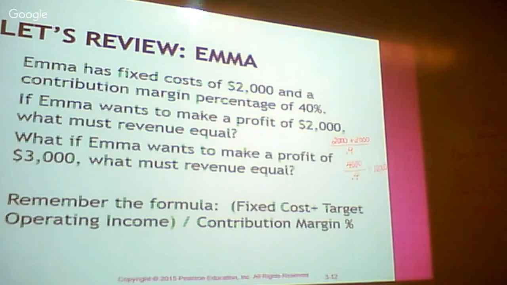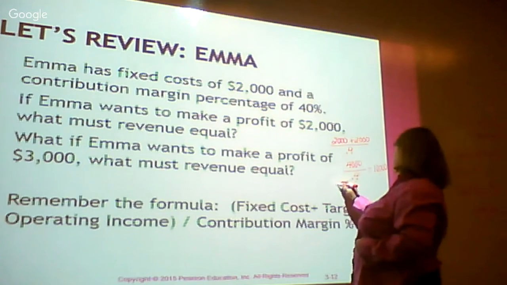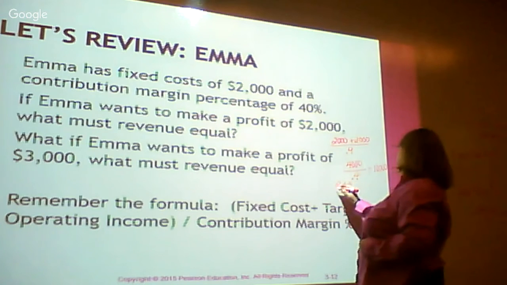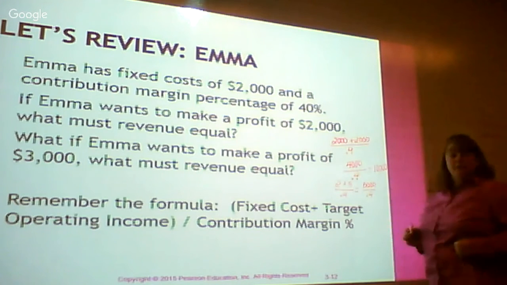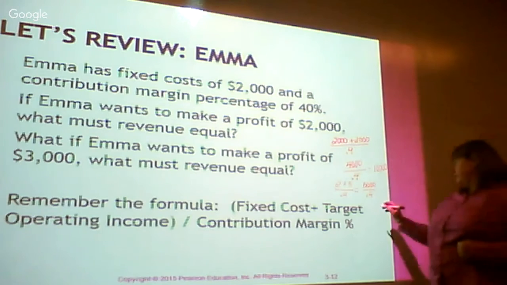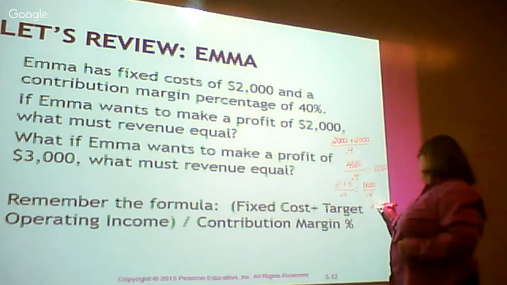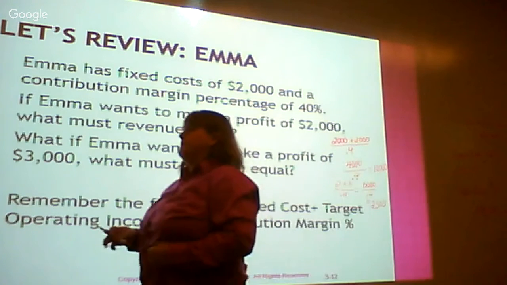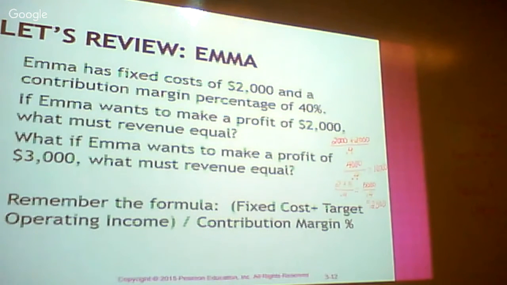Okay. So now if you do the other one, 2 plus the 3 divided by 0.4, I get 5,000 divided by 0.4. What do I get there? $12,500. Okay? Now that's just the revenues.